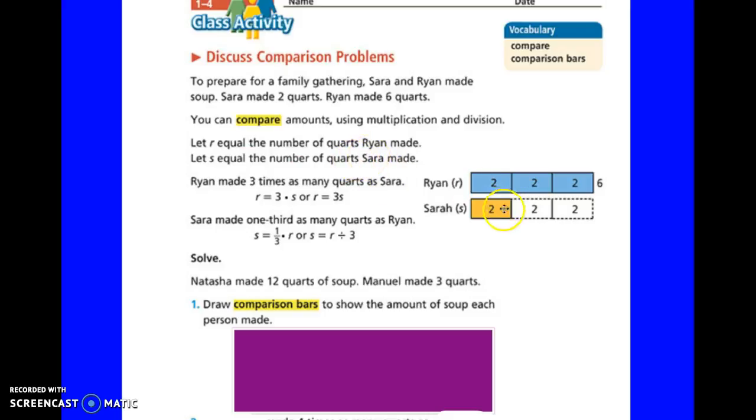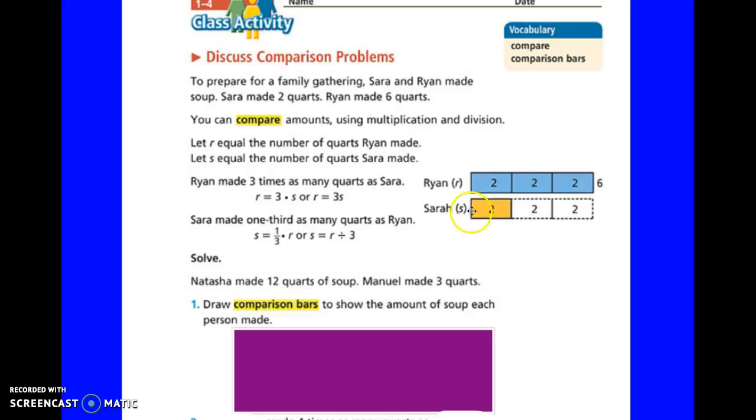If we look at this, they were able to draw these comparison bars by looking first at the smallest amount. In this case, 2 quarts, the one that Sarah made, was the smallest. So they started by drawing the bar for Sarah and writing 2 in it. Then Ryan made 6 quarts, so R for Ryan, and they drew 2, 4, 6 quarts in the bar shape so that you can see how it's laid out.